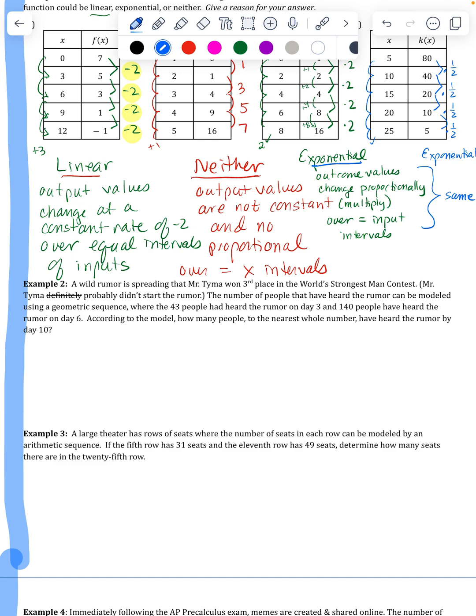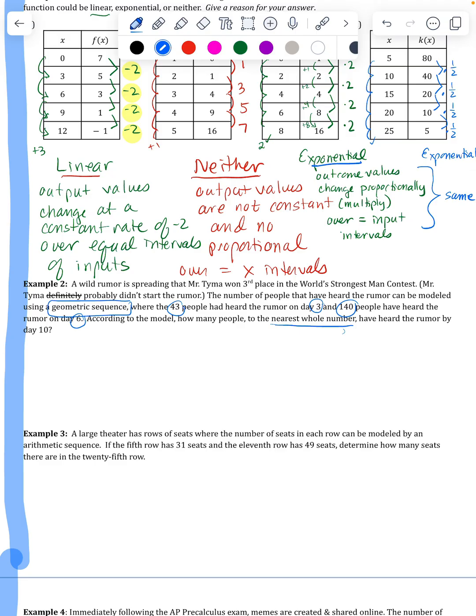How are we going to do these problems? A wild rumor is spreading that Mr. Timo won 3rd place in the World's Strongest Man contest. The number of people that have heard the rumor can be modeled using a geometric sequence, where 43 people had heard the rumor on day 3 and 140 people had heard the rumor on day 6. According to the model, how many people, to the nearest whole number, have heard the rumor by day 10?